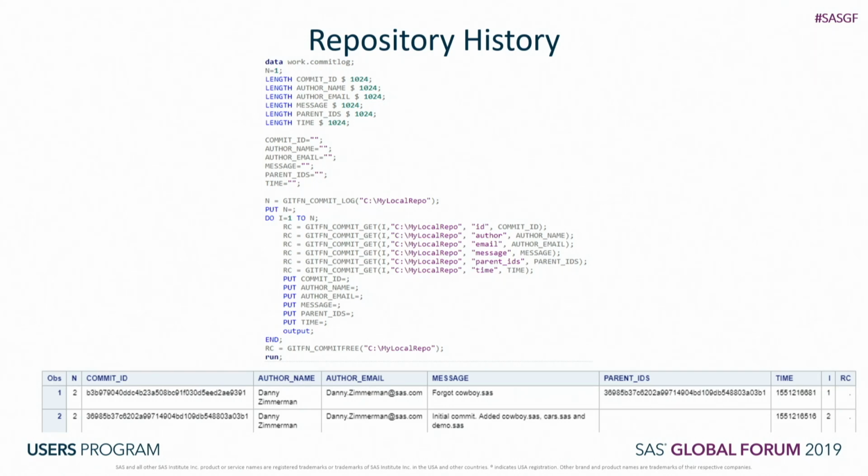Near the bottom is the example output. The commit ID is crucial to other functions. So you can use those commit IDs as parameters to obtain file diffs or create branches. And let's go ahead and take a look at the file diffs.